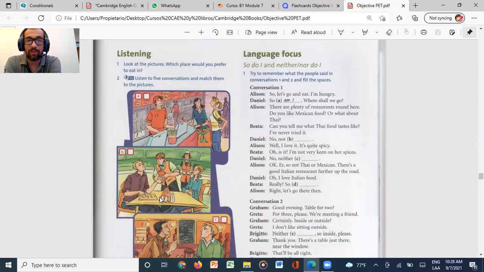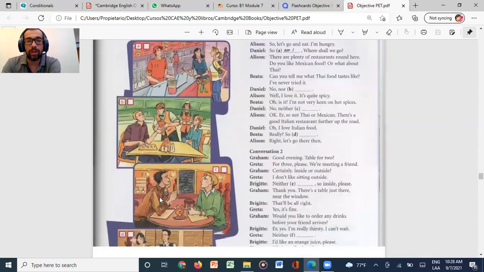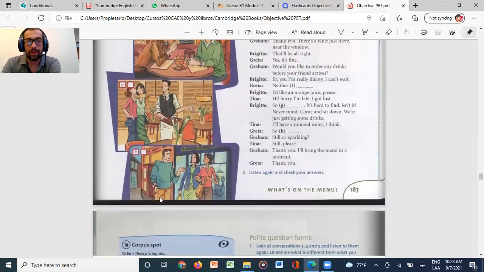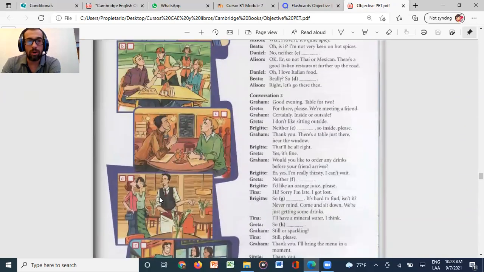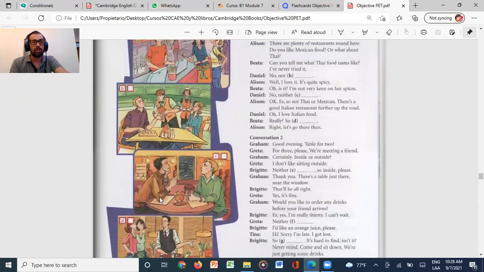For example, so let's go and eat. I'm hungry. And then so am I, right? This is to practice what we just saw in the grammar part, to agree about something, right? So we need to practice that over here in this part. So let's work on these parts. You can just pause the video for the moment, and we will continue as soon as you finish the vocabulary part and this listening part.